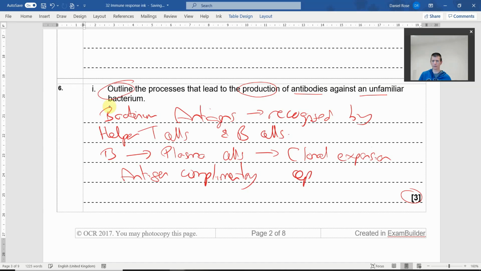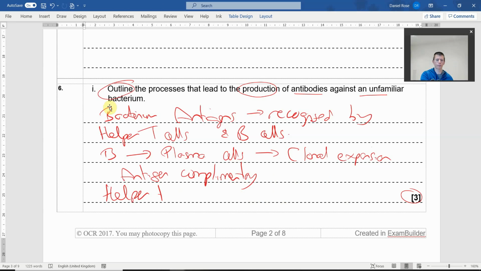to a receptor. So I've now got 3 bits. I've got the recognition, and I've stated which cells. I've got the process of the B cells forming plasma cells, and the antigen is complementary to the receptor. I could mention as well the helper T cells activate the B cells.